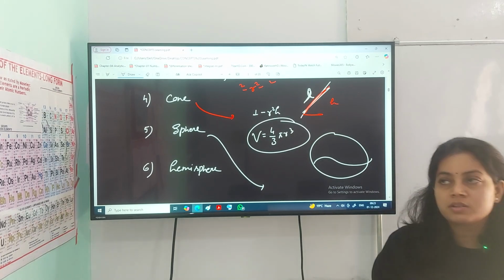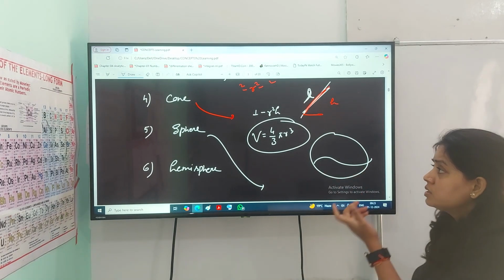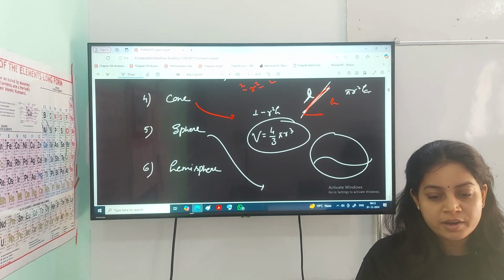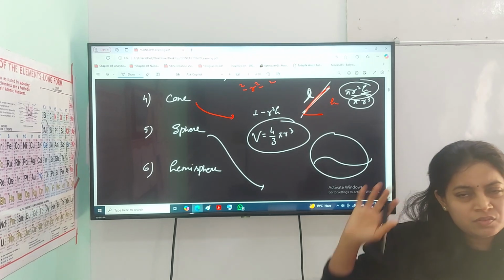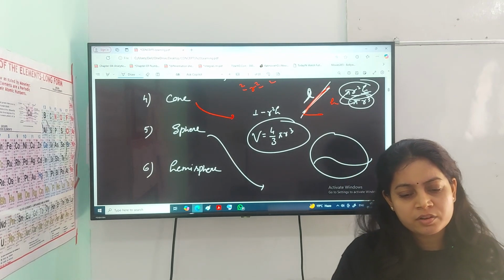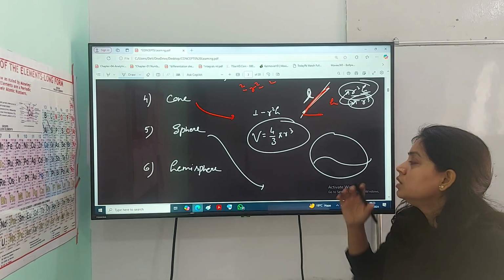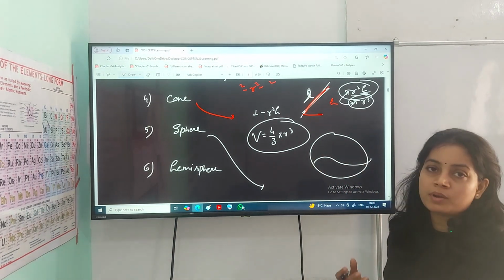How is this formula coming? Because this is nothing but the pi r square h. अगर हम देखते हैं pi r square h, if r and h are equal, it will become pi r cube. So I'm just giving you a simple trick from where the formula comes, so that you can learn it, or you can just know what the formula should be.